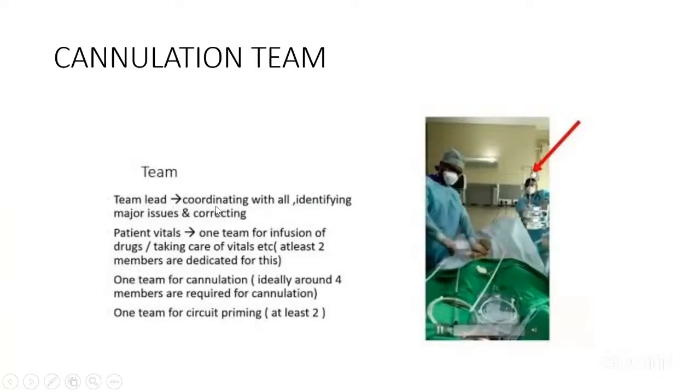Now the cannulation team. The team lead will coordinate with all the people, identifying the major issues and trying to correct them. Patients' vitals need to be monitored very closely. One team of doctors or the support team will look for the infusion, taking care of drugs, giving some volume and vasopressors if at all needed, and taking care of vitals. And one team is required for cannulation. Ideally, 2 to 4 people are required for the cannulation, where in the case of arterial cannulation, one person will cannulate the femoral artery, and one person will cannulate the femoral vein.